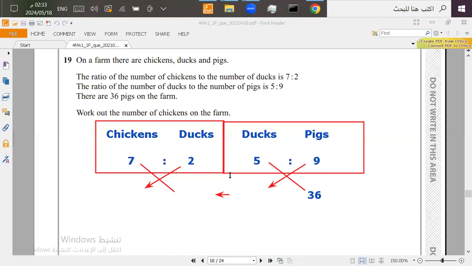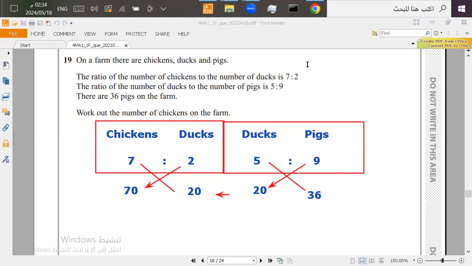So let's do it step by step. First, we're going to multiply the 36 by 5. So 36 here multiplied by 5, and then divided by 9. It will give you 20. This means that this one is 20. Now, take this 20 and put it here, like this, as we said. Now, the 20 multiplied by 7, so 20 times 7, and then divided by 2. And the answer will be 70. So the final answer for chickens will be 70. And this is the easiest way to jump from one ratio to another.